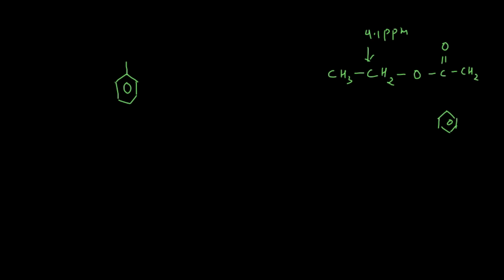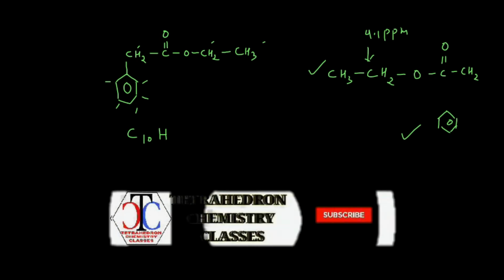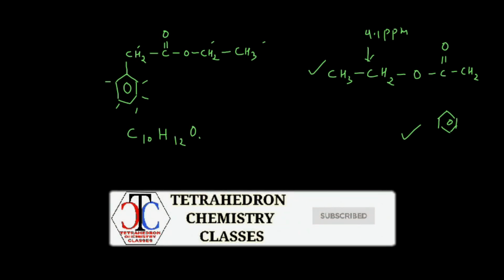If you put these two pieces together, you will find this is your benzene ring, and this benzene ring is connected with the CH2. And then this is your carbonyl group, and this is your oxygen connected with the CH2 and then connected with the CH3. If you count the total number of carbons, it is now C10, and if you count your hydrogens, 1, 2, 3, 4, 5, 6, 7, 8, 9, 10, 11, 12. 12 hydrogens are there, 2 oxygens are there.